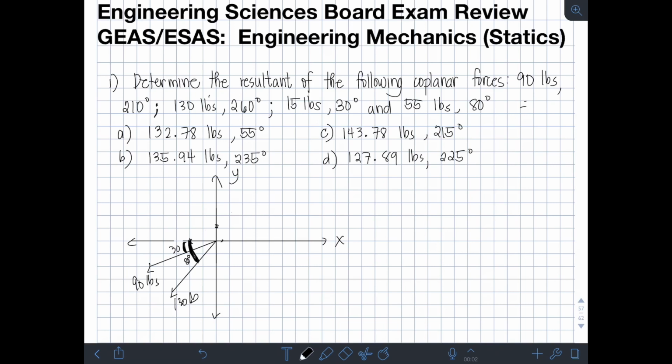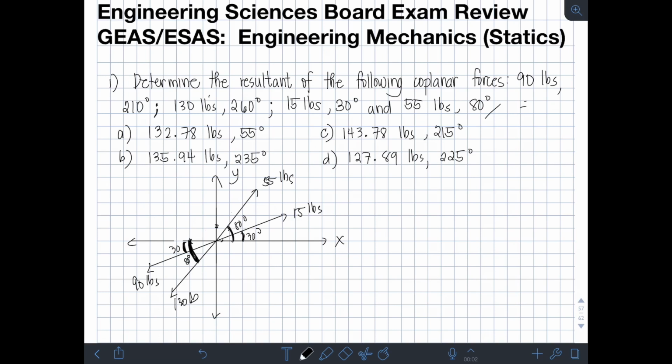Okay? And then, for 15 pounds, 30 degree, nasa first quadrant lang siya kasi 30 degree lang. So, approximately nandito. Okay? 15 pounds, 30 degree. And then lastly, yung 55 pounds, 80 degree. So, mas malaki lang ng onte sa 30 degree, approximately nandito. Okay, magnitude is 55 pounds. Then this angle is 80 degree. Okay. Ngayon, na-plot na natin.